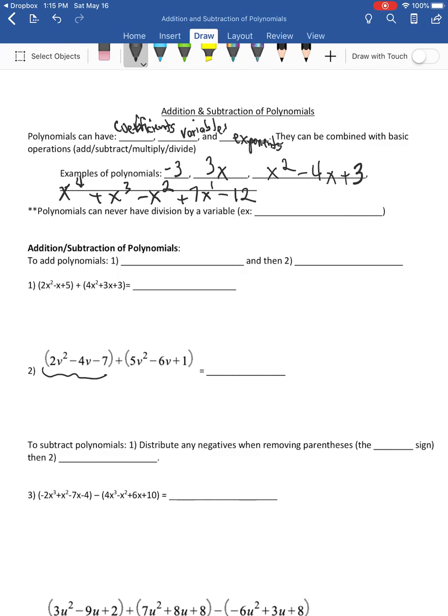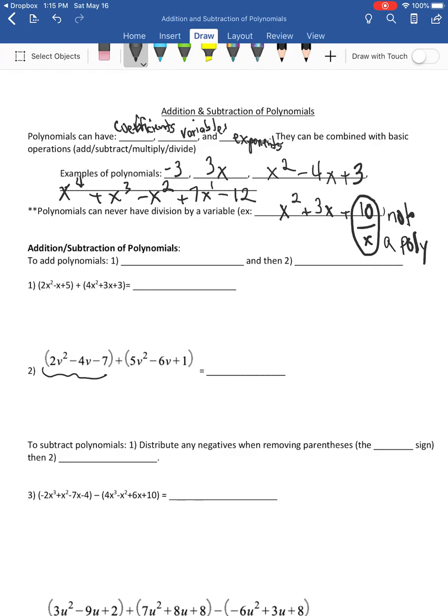Okay, one thing polynomials can never have is division by a variable. So this is not a polynomial. So let's say we have x squared plus 3x plus 10 over x, okay? This is not a polynomial, because of this term, division by a variable.